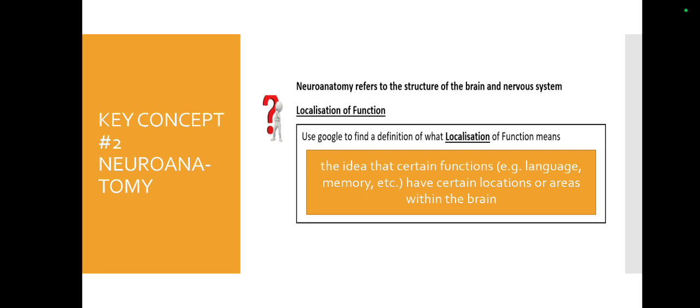So we're going to start with localization of function. Again, if you want to update or amend what you've already written in on page 57, that's fine. But when we talk about localization of function, this is simply the idea that certain functions, for example, language and memory, are thought to be located within certain areas of the brain. So if I use the word localized, I'm talking about a specific area or a specific behavior. So localized function, the idea that certain functions reside or are found in certain locations of areas of the brain.